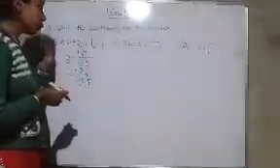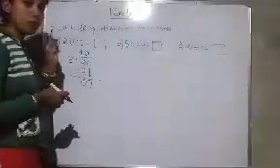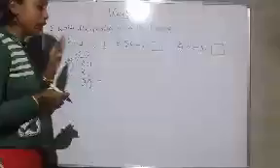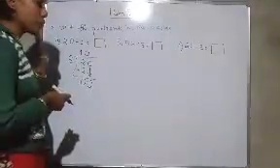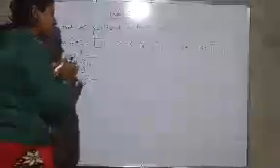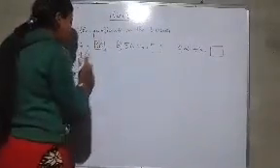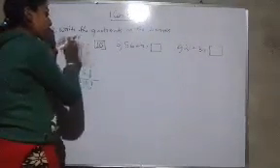2 ones are 2, 2 twos are 4, 2 threes are 6, 2 fours are 8, 2 fives are 10, 2 sixes are 12, 2 sevens are 14, 2 eights are 16, 2 nines are 18 and 2 tens are 20. Okay, so you can do it like this also and like this also.